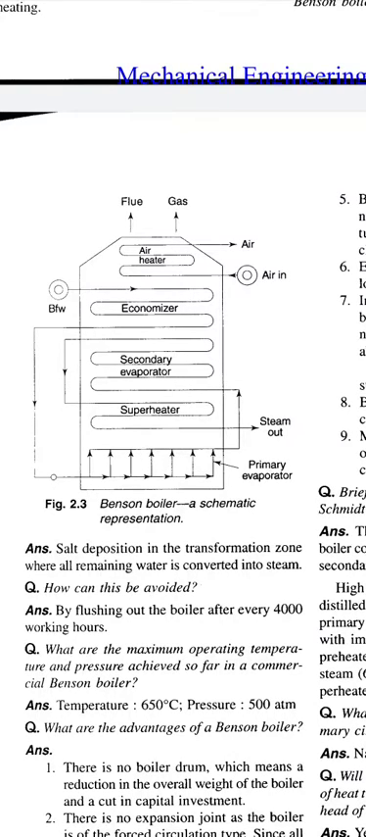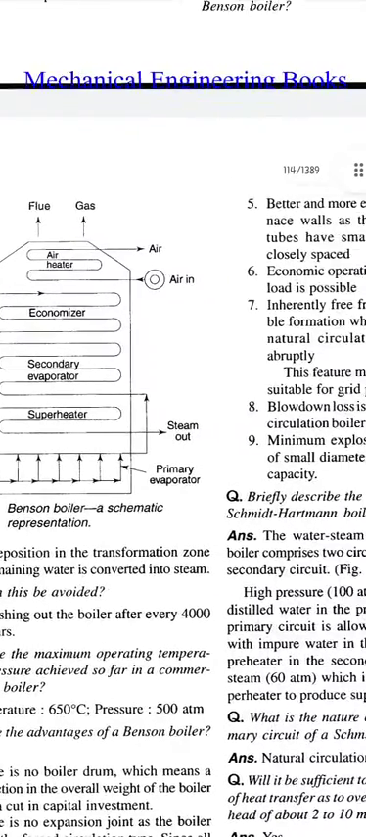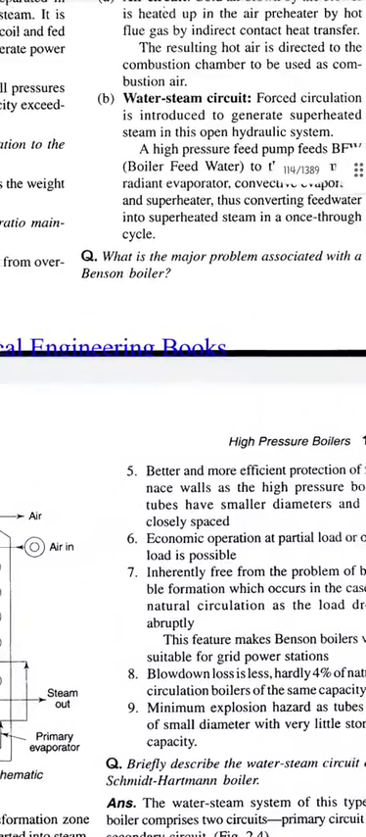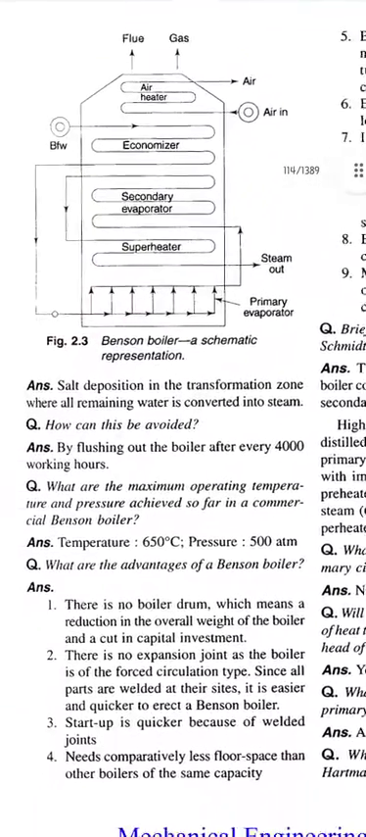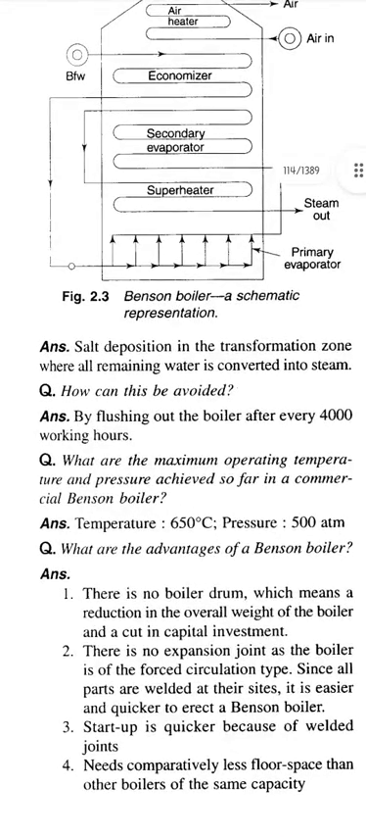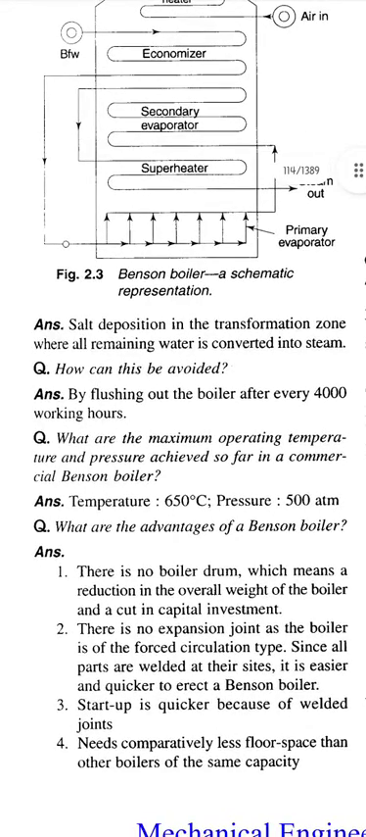Air inlet is at the top of the diagram, to the air heater, and the air goes to the combustion area, and the flue gas goes from bottom to top. So the first question: what is the major problem associated with a Benson boiler? Answer: salt deposition in the transformation zone where all remaining water is converted into steam.